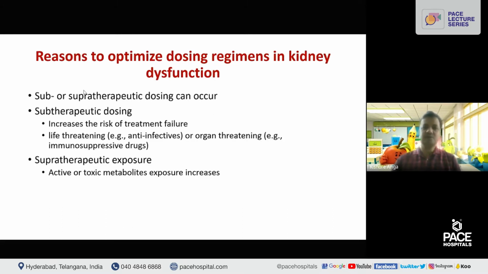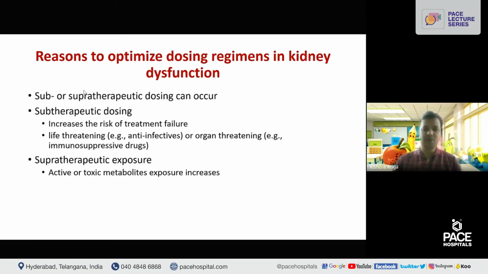So what are the reasons to optimize dosing regimens in kidney dysfunction? There are two reasons. One is subtherapeutic dosing and the other one is supratherapeutic exposure. Both of these can occur. If we don't optimize the drug dose, there will be increased risk of treatment failure if we dose the drug less, and this may be problematic in certain conditions like in infections or in autoimmune conditions where we give anti-infectives and immunosuppressive drugs and we want maximum effect at the initial period.